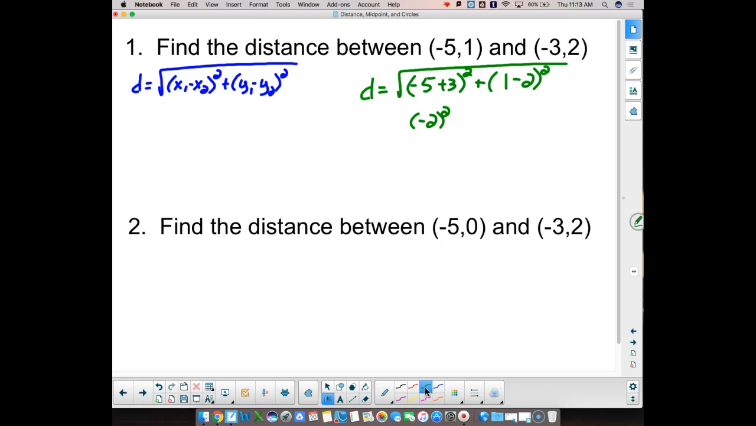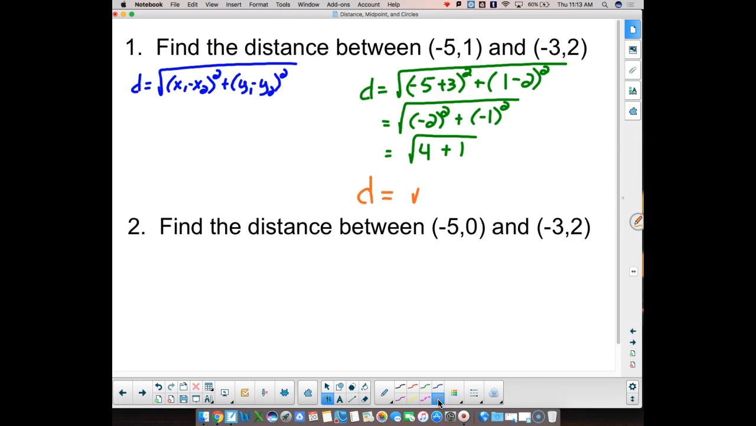1 minus 2 is -1. -2 squared is 4. -1 squared is 1. So the distance between these 2 points is the square root of 5, because that is not simplifiable. Okay? And we would leave that in the square root of 5 unless we ask for something different.